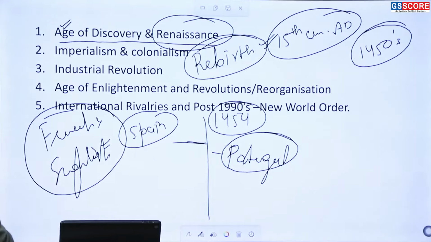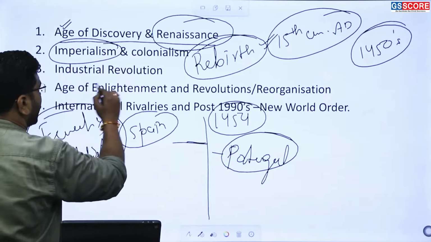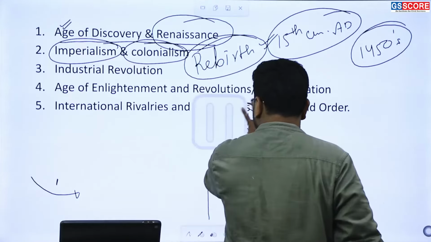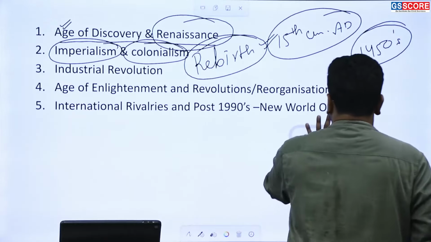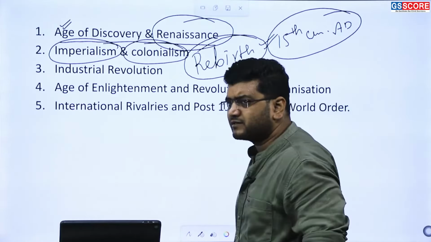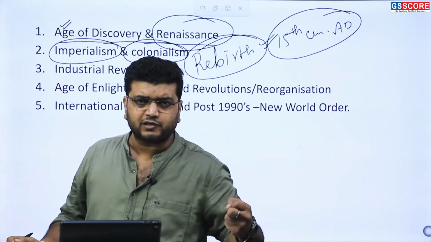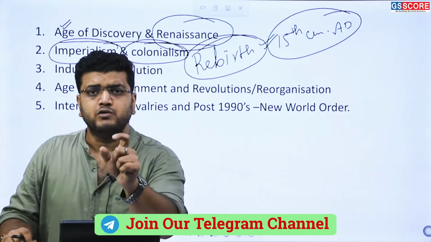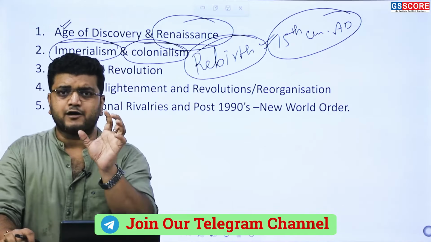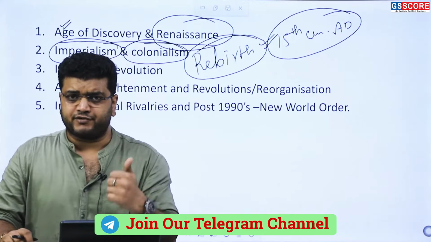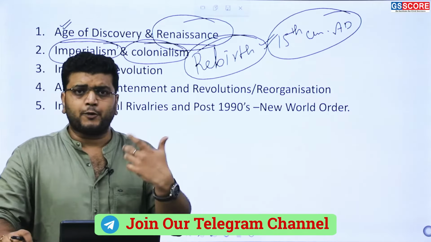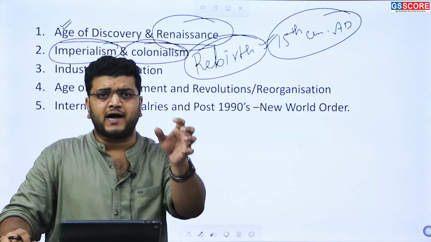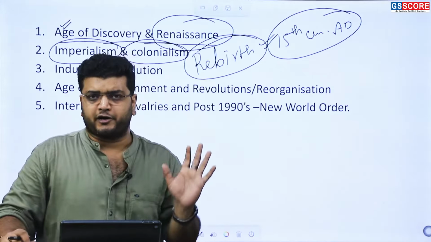And after that we know there was imperialism and, as a result of that, colonialism. Imperialism and colonialism. Imperialism is basically the practice of extending the power, control and rule of one country over areas and people outside of its border areas.